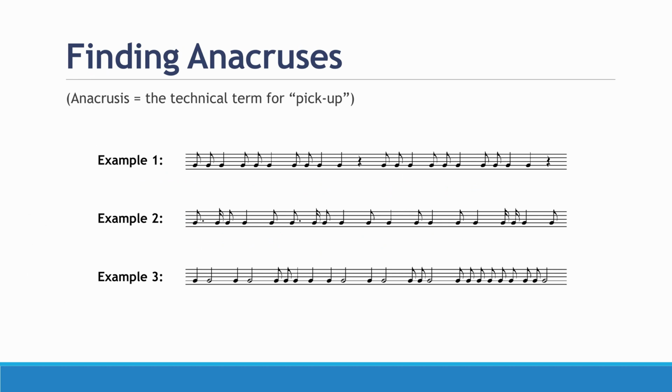These same features can help us to find anacrucies. Anacrucies, by the way, is just the fancy music theory term for pickup note. I've got 3 rhythm examples here because I kind of want to filter out some of the additional information about leap and register and all that. And I want to focus more on duration and repetition.